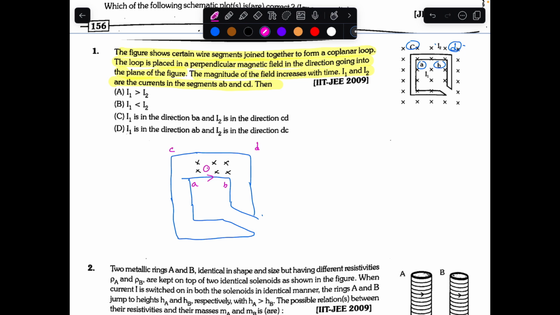Similarly, in case of CD, the current should be in which direction? Should be in this direction. You can apply right hand thumb rule so that it can reduce the increasing field. Okay. So what is the concept? Induced current tries to decrease the flux. So option is I1 is in the direction of AB and I2 is in the direction of D to C. Option D is correct.